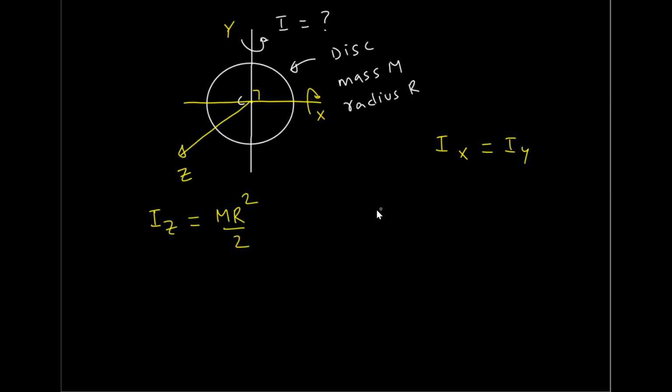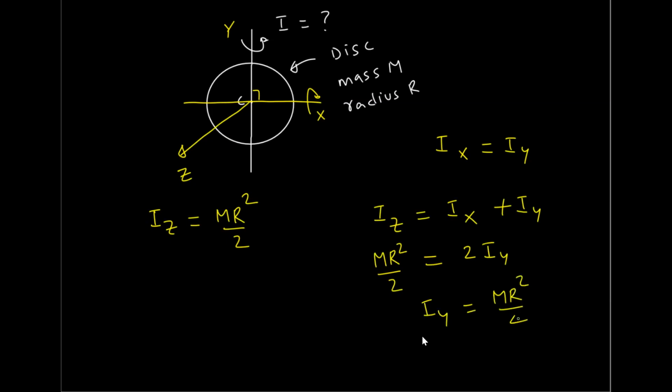If I use perpendicular axis theorem, I know Iz is Ix plus Iy. So Ix and Iy by symmetry, they are equal. So I can take this as 2 into Iy or Ix. So this is mr square by 2. Mr square by 4. And then Iy will be mr square by 4. You understand? Okay. So let's do one more.